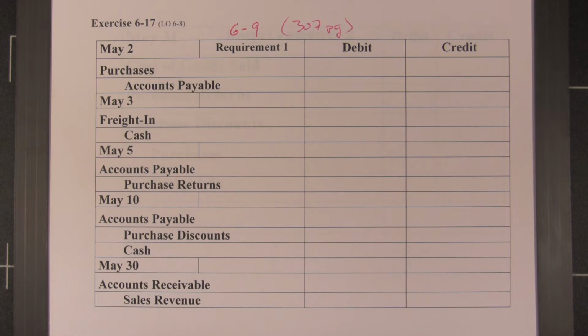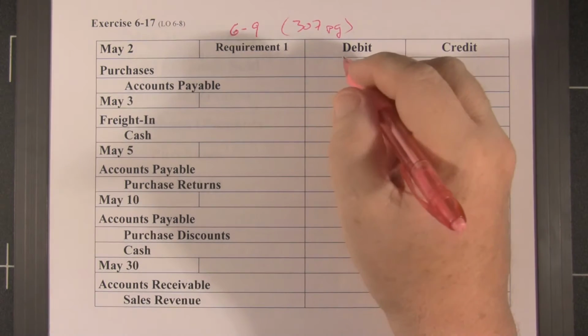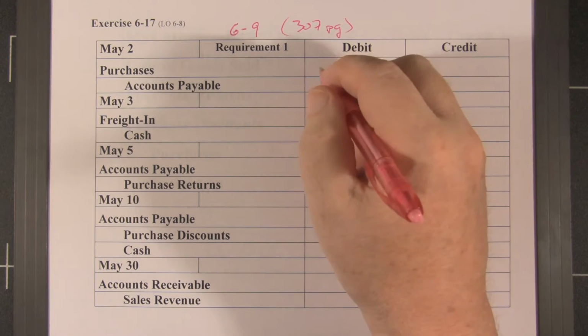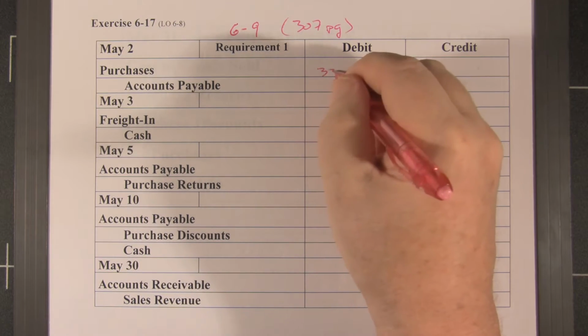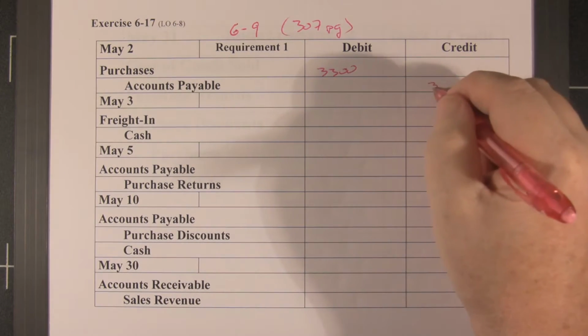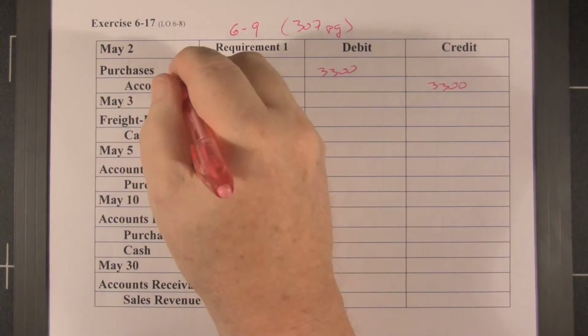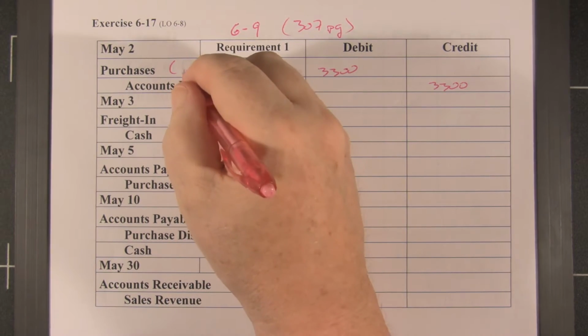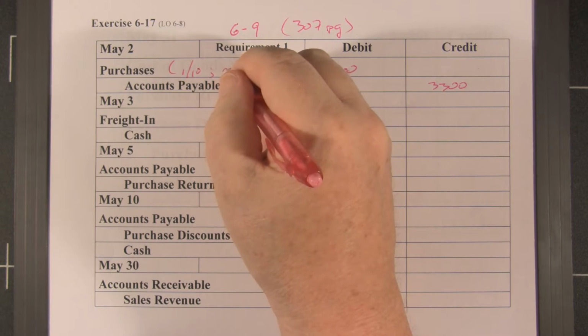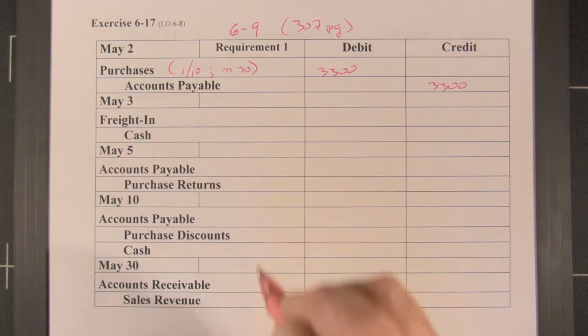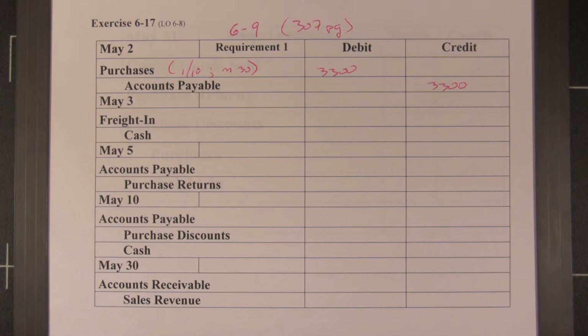On May 2nd, they purchased books on account from Readers Wholesale for $3,300. The terms are 1/10 net 30. Well, this goes to purchases of $3,300 and accounts payable $3,300. We might want to make a note that our terms are 1/10 net 30. If this was the perpetual method instead of purchases, the debit would have been to inventory.